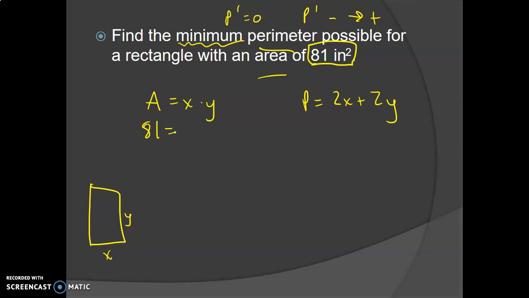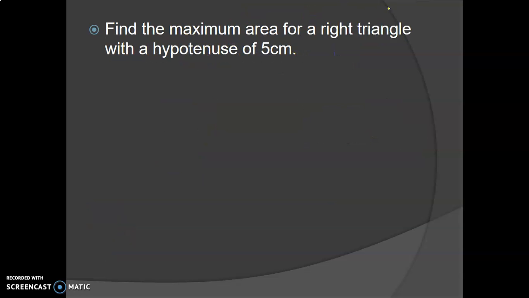So I can say 81 equals x times y, and then solve for either of these and plug it in over here. It really doesn't matter because everything's set up the same. So y equals 81 over x, plug that in over here, so 2x plus 2 times 81 over x. Simplify this and then take the derivative. Then set up your table and look for where p prime goes from negative to positive.